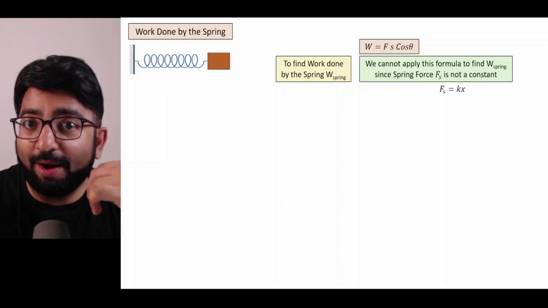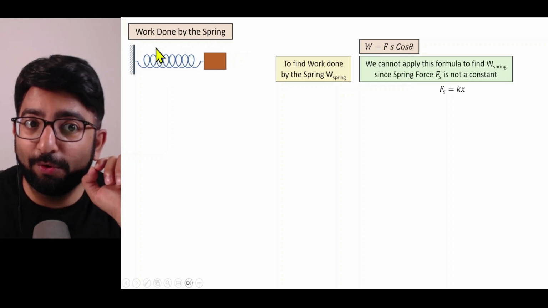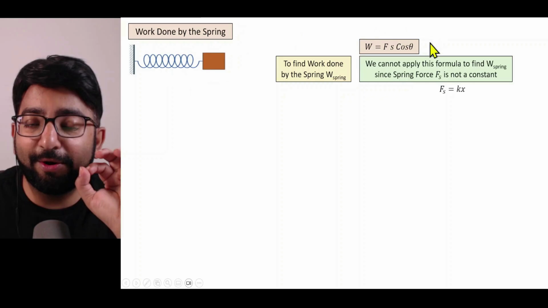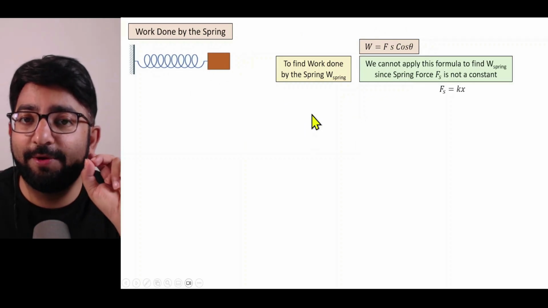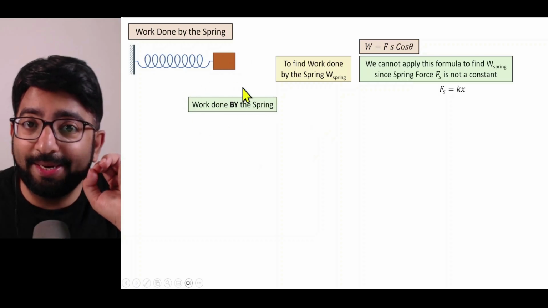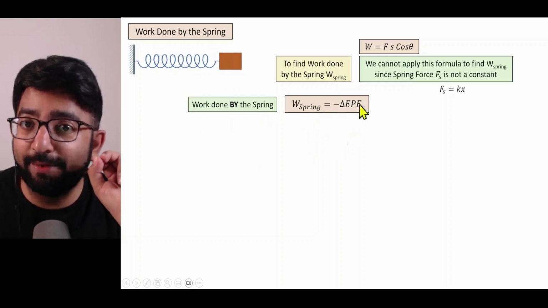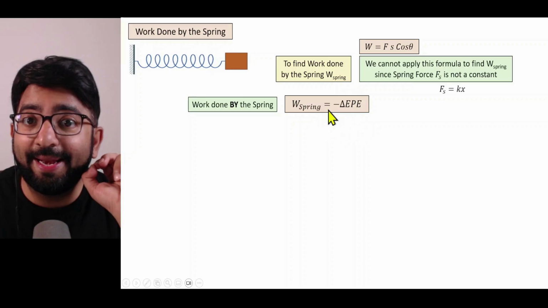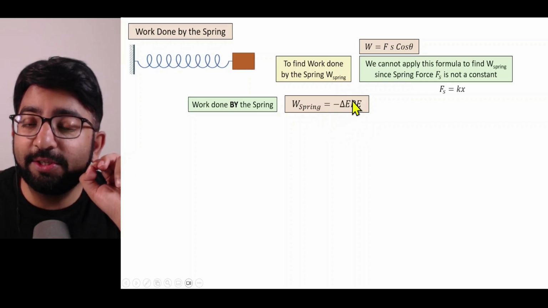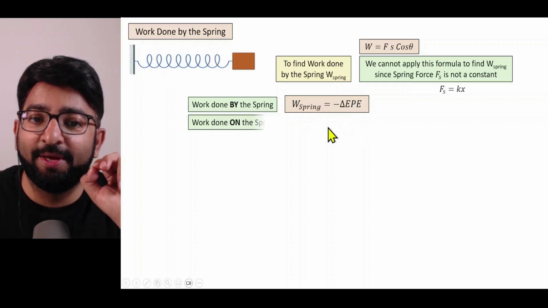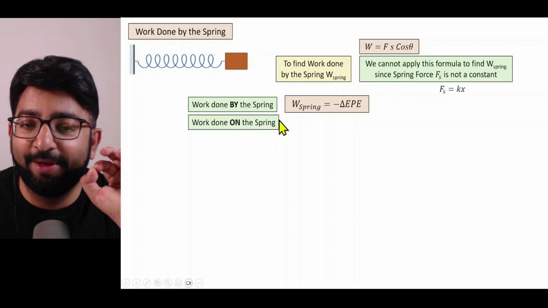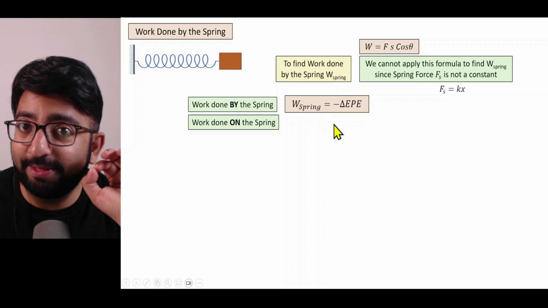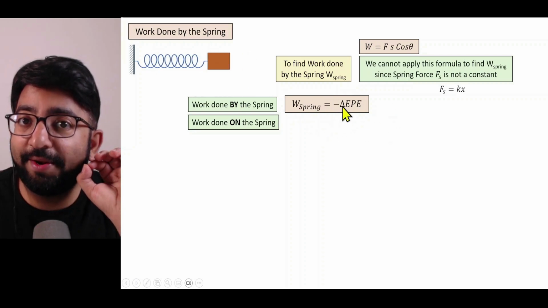So if a question asks us to find the total work done by the spring, we cannot apply this formula. So what do we do in that case? We have another formula which we need to remember. Work done by the spring is given by this formula. It is equal to the negative of the change in elastic potential energy. On the other hand, if we have to figure out the work done on the spring, the magnitude will still stay the same, but we will remove the negative sign.